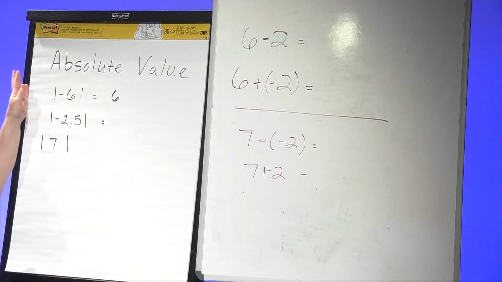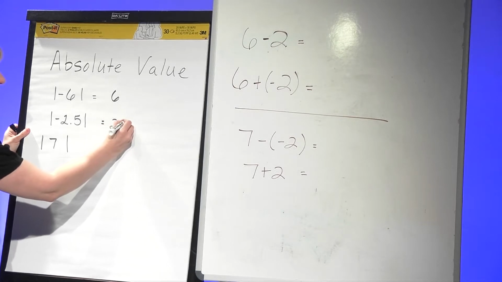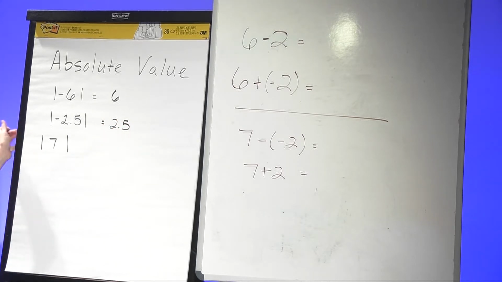So from 0 to -6, if you look at a number line, which we'll look at in just a moment, you'll see that from 0 to -6, it's 6 spaces. So that's why this is 6. The absolute value of -2.5 is positive 2.5. Again, what is the value from 0 to -2.5? 2.5. Think of it like money.